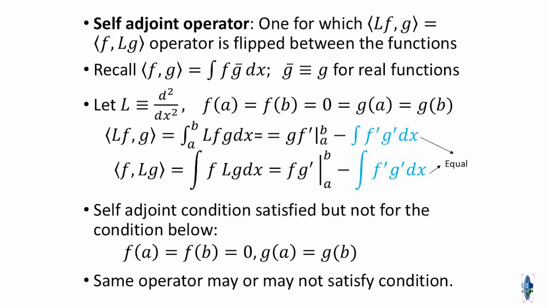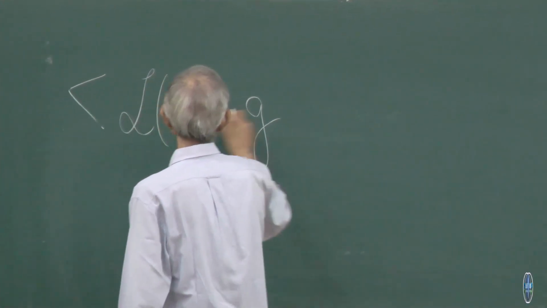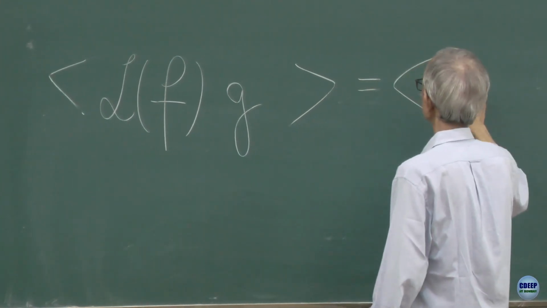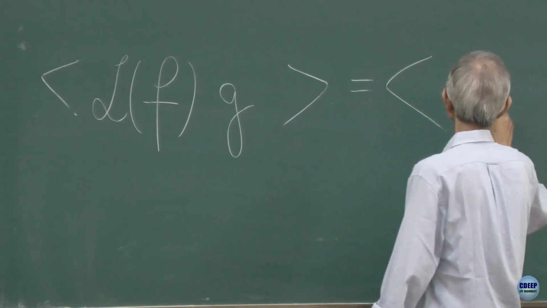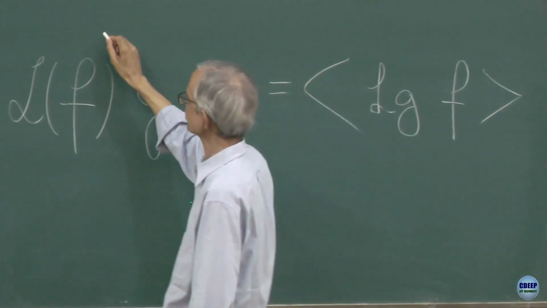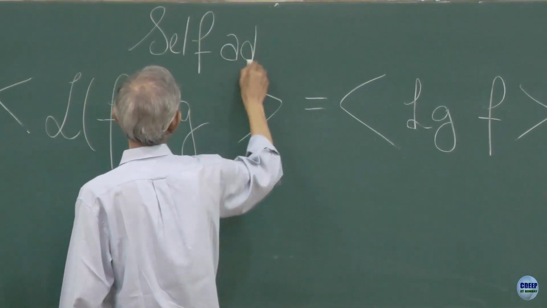So it's a linear operator again. So L, if we have got two functions, let us say f and g, the inner product of L operating on f and then g is going to be L operating on g and then f. So this then qualifies to be a self-adjoint operator.